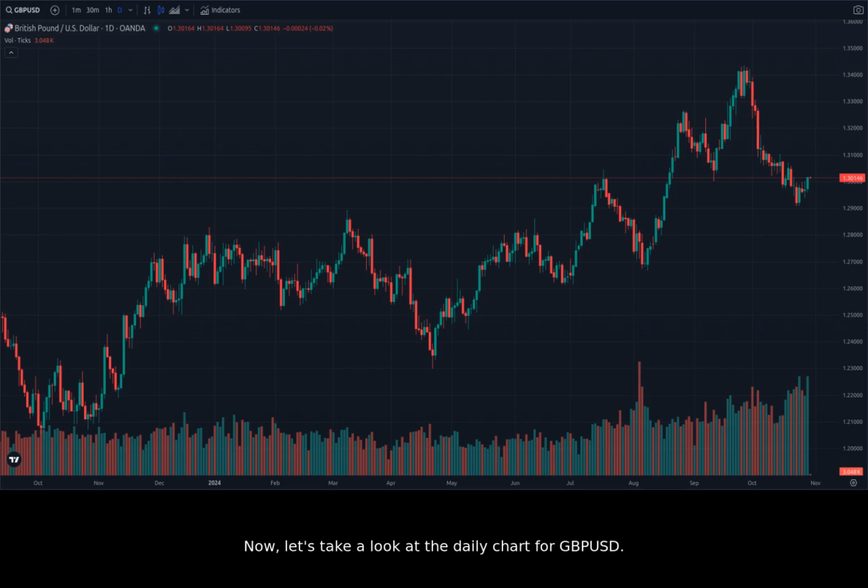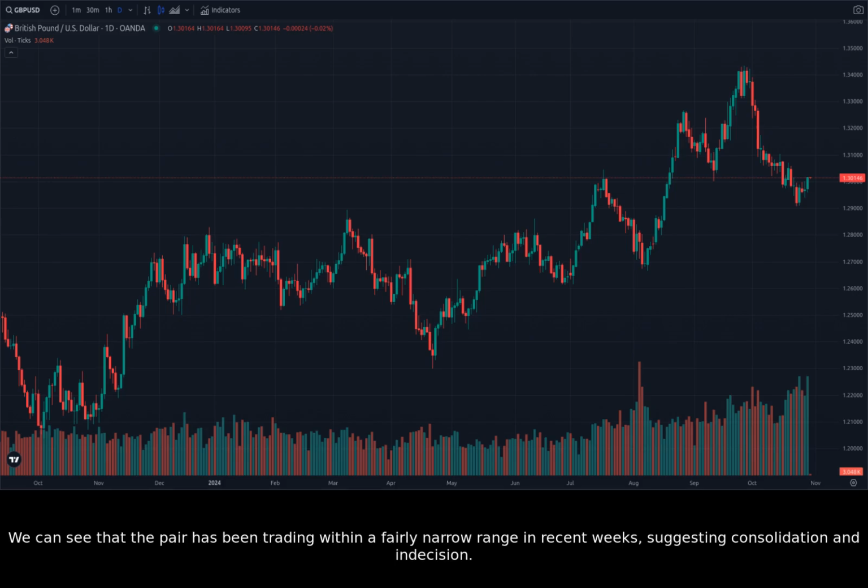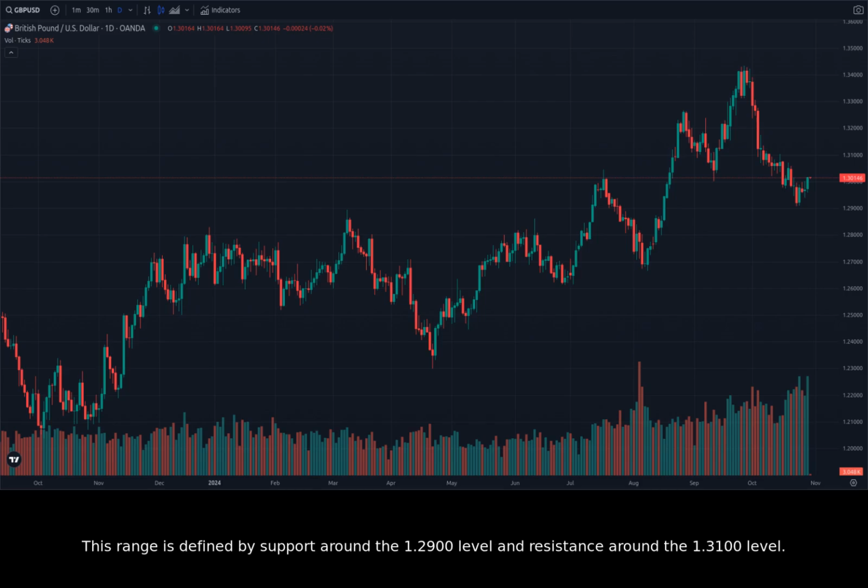Now, let's take a look at the daily chart for GBPUSD. We can see that the pair has been trading within a fairly narrow range in recent weeks, suggesting consolidation and indecision. This range is defined by support around the 1.2900 level and resistance around the 1.3100 level. The pair has tested both these levels multiple times in recent weeks, suggesting they are significant and could hold.